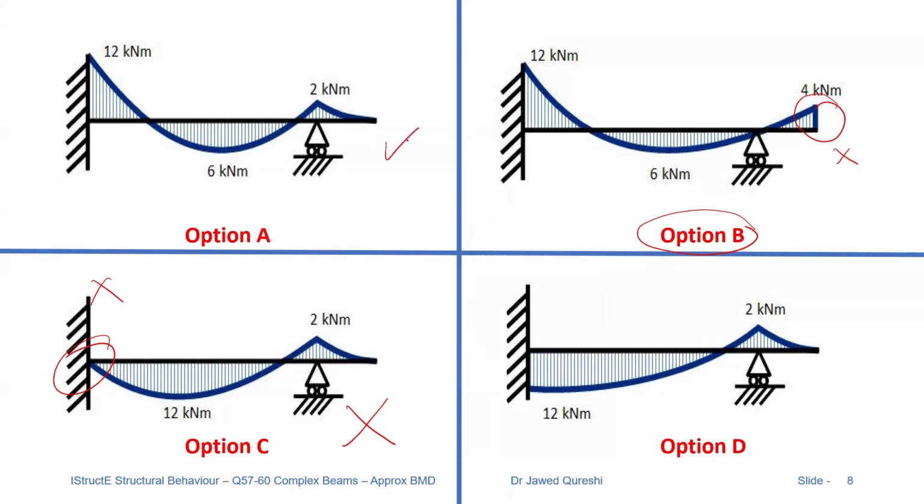Option A looks closer to me because both reactions are going to be upwards. When you have upward reactions, you will have hogging moments at these points, and because of UDL you will have some kind of sagging moment. So option A is the right option. Here in option D, this is wrong as well because moment is in sagging over here. Because of continuity, because of fixed support, it is going to go in the hogging region. So the correct option is option A, but let us assess using our logic of points of contraflexure as pins to see which option is correct.